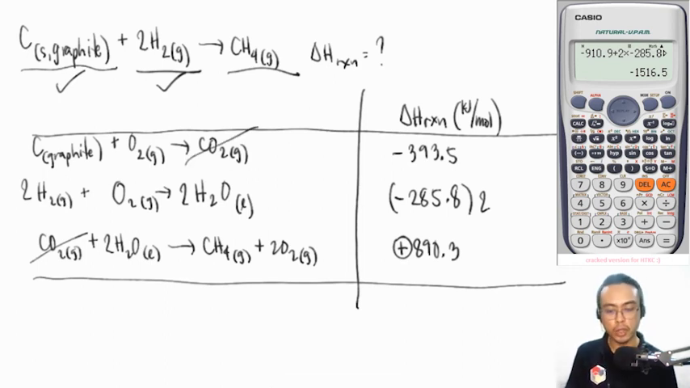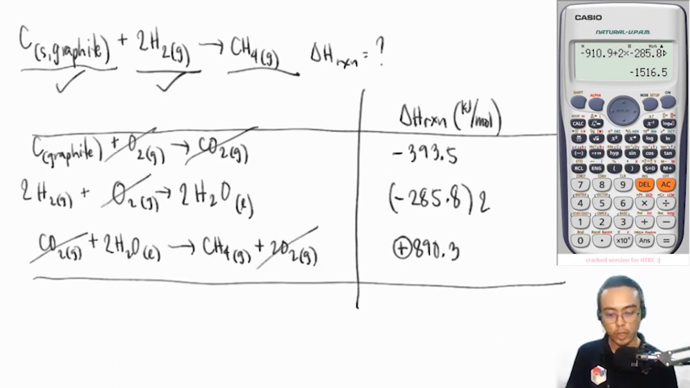What else can we cancel? Let's take a look at oxygen. First equation, you have 1 oxygen on the reactant. Second equation, you also have 1 oxygen on the reactant. Total of 2 oxygen molecules on the reactant side. And on the third equation, you have 2 moles of oxygen on the product side. So those all just cancel out.